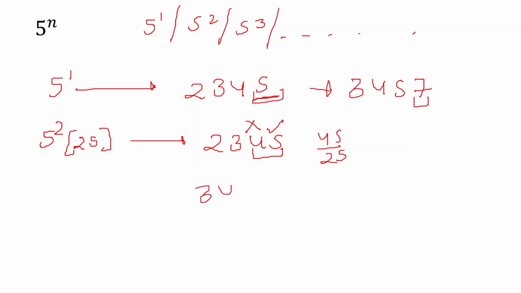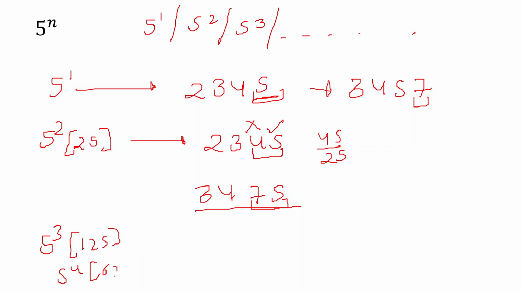Let's write some other number. In this number, you can see the last two digits are divisible by 25, that's why this number is divisible by 25. Similarly, it goes for 5 to the power 3, 125, and 5 to the power 4, 625. So you can generalize this rule for 5 to the power any number.